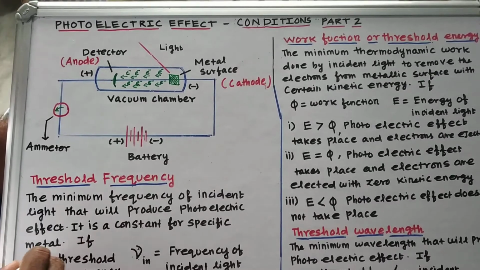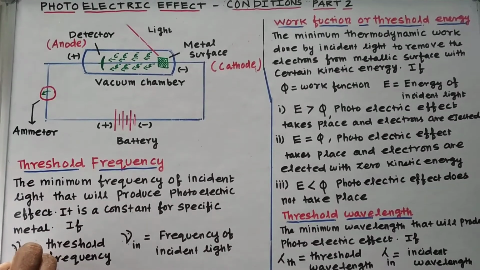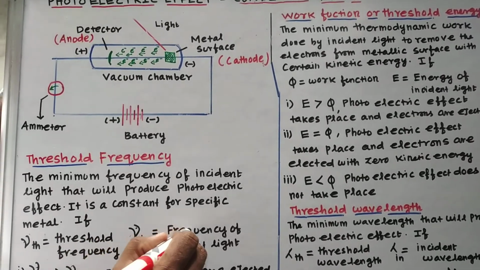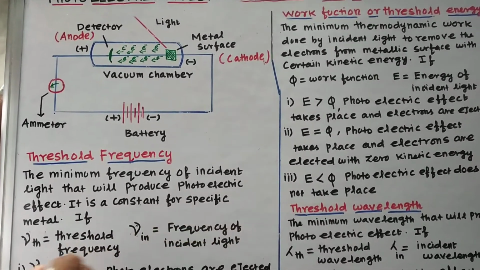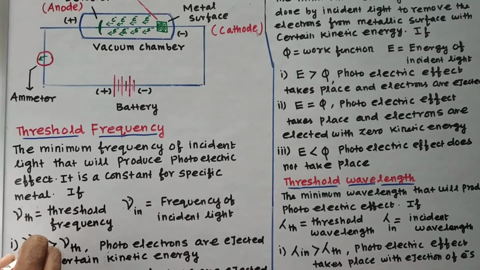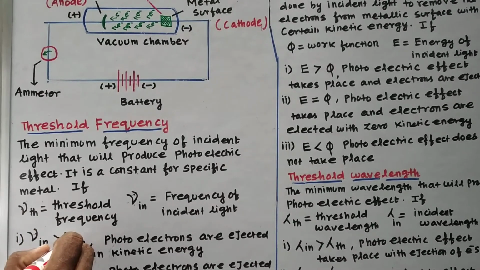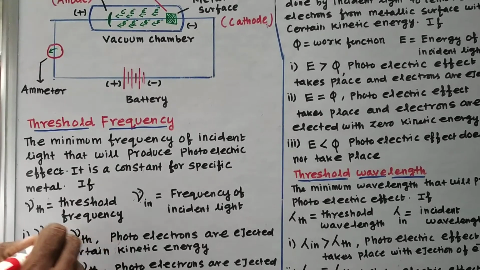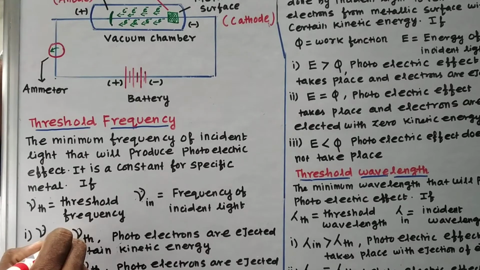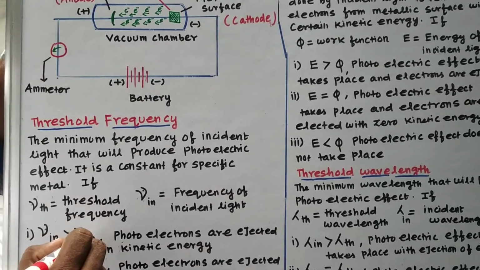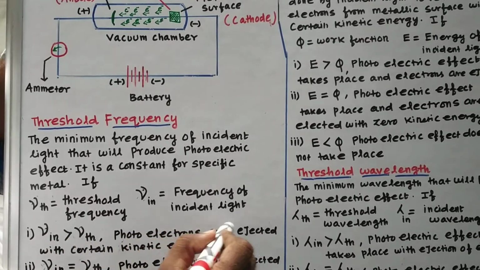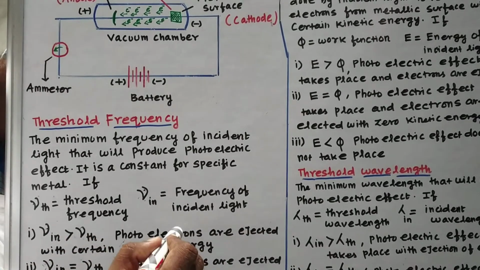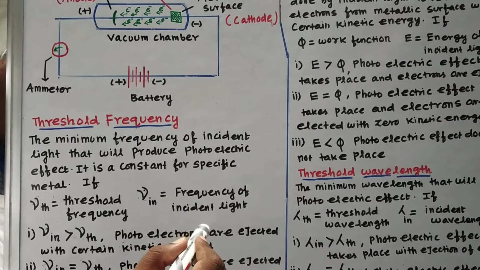If ν_Th is the threshold frequency and ν_in is the frequency of incident light, then condition number 1: ν_in is greater than ν_Th. It means the frequency of the incident light is greater than the threshold frequency. Photoelectrons are ejected with certain kinetic energy. It means the photoelectric effect takes place.